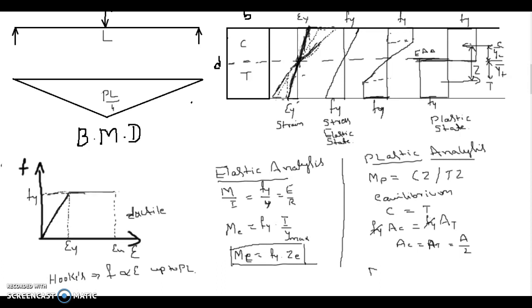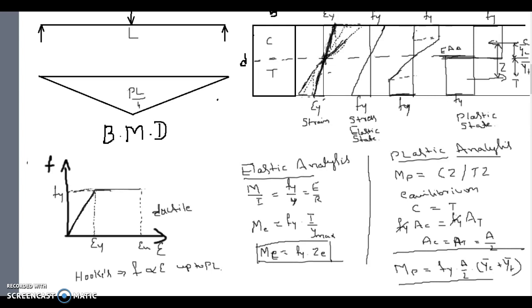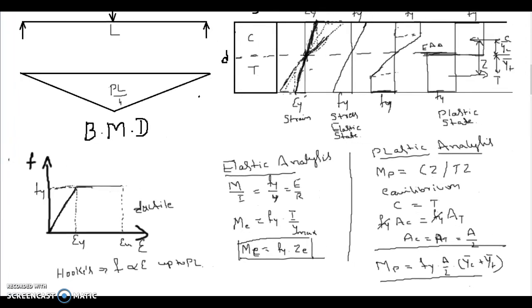So therefore my Mp becomes Fy into A by 2 into yc bar plus yt bar. So this is our plastic capacity of the section.